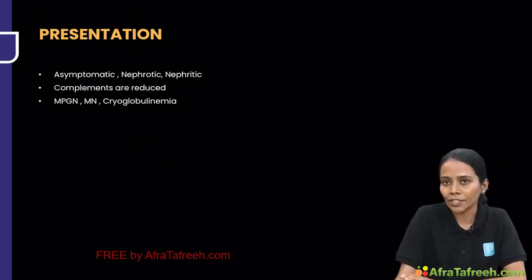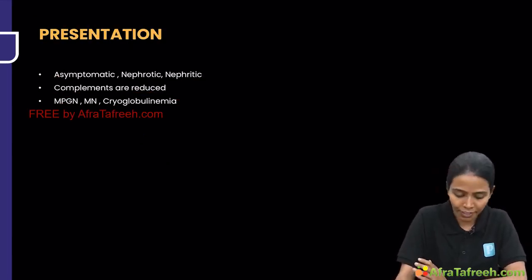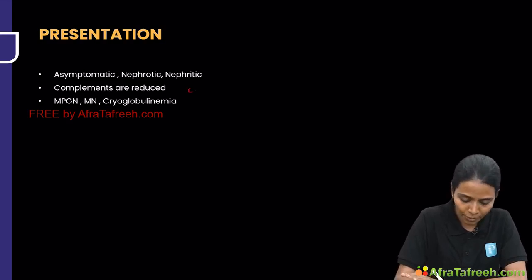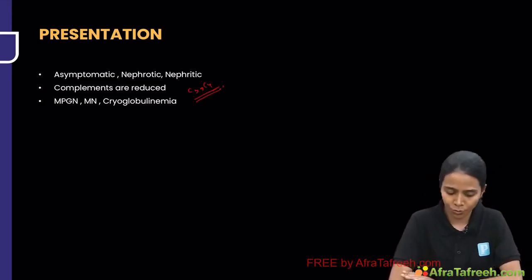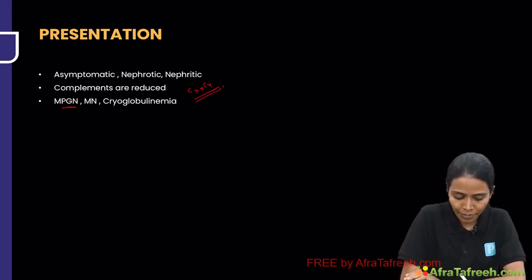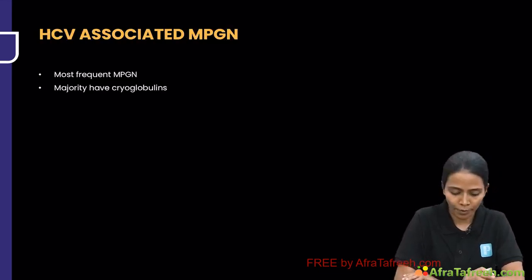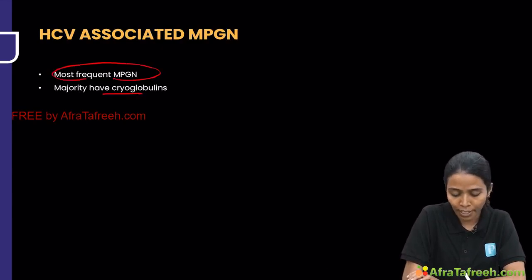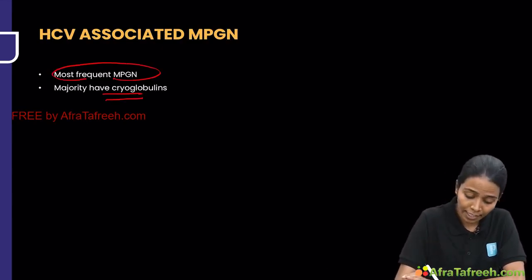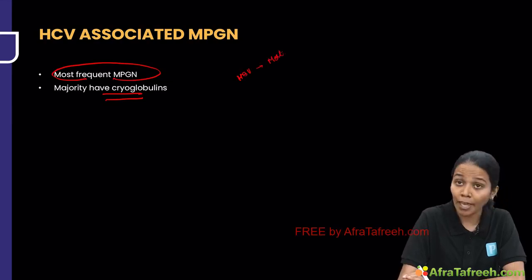Now, presentation, it can present as asymptomatic, nephrotic. Complements are reduced, C3 and C4. And this is unlike in bacterial infections where only C3 was reduced. Okay. And they can present as MPGN, MN or cryoglobulinemia commonly. Now, most frequent of this is MPGN and majority have cryoglobulins. Like in HBV related, how we saw most frequent was MN, right? So here the most frequent is going to be MPGN.